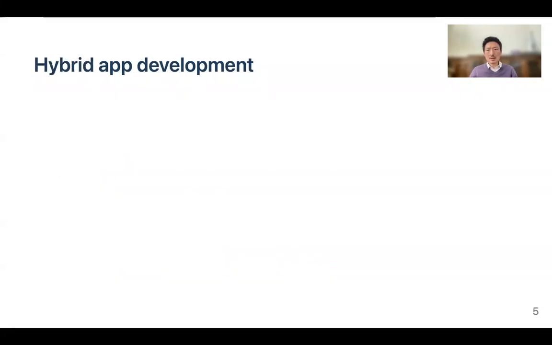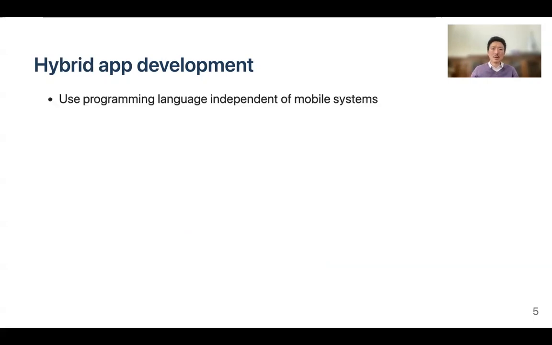Okay, and then the second approach, sometimes people call it hybrid app development, and they also have slightly different names, and it has nothing to do with hybrid learning. The difference now is it's using programming languages which are independent of the mobile systems. So this can be JavaScript, and there are different JavaScript libraries or frameworks that allow you to develop mobile apps.